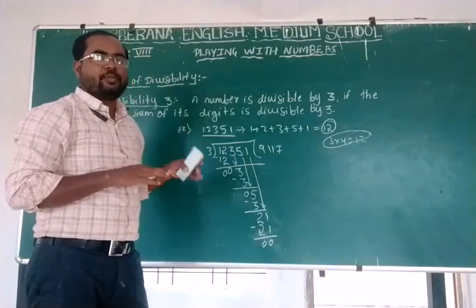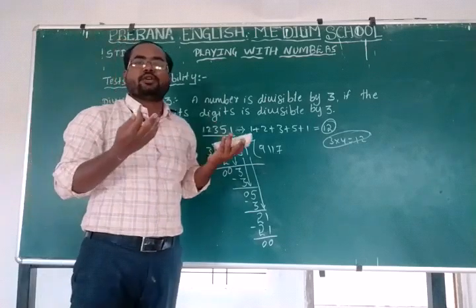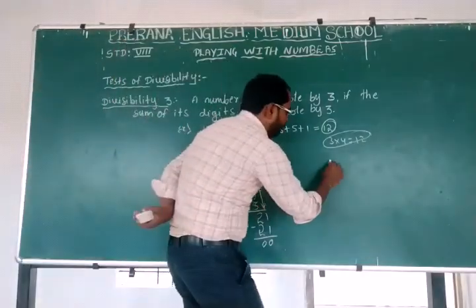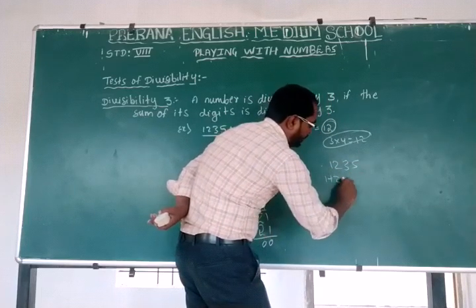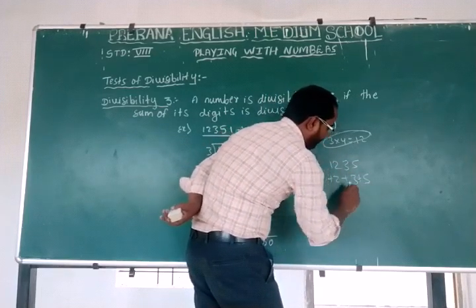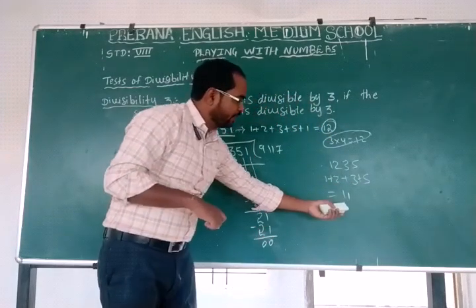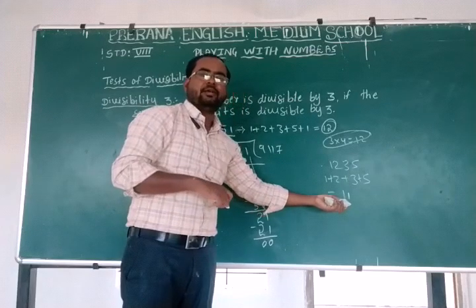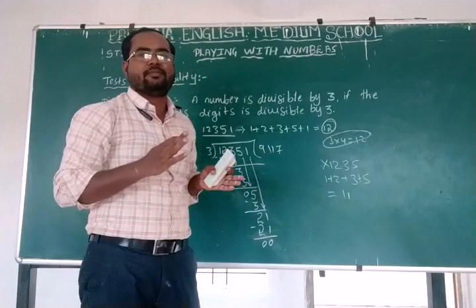Suppose the sum is not a multiple of 3? Then the number is not divisible by 3. For example, if you take 1235, add 1 plus 2 plus 3 plus 5. How much do you get? 3, 3 plus 3 is 6, 11 you will get. Is 11 a multiple of 3? No, it is not a multiple. That means this number is not divisible by 3, that much.